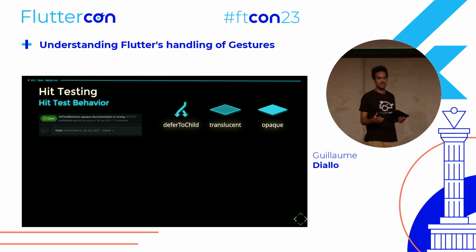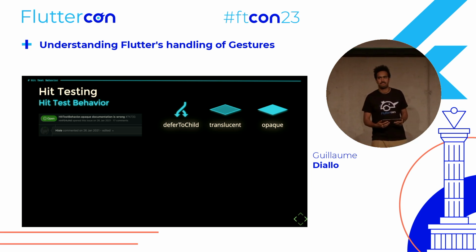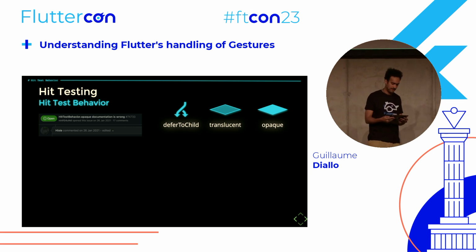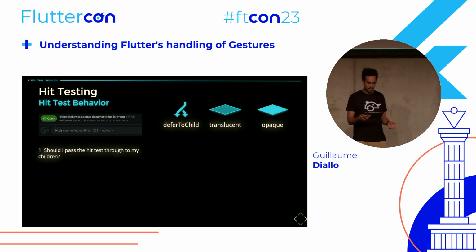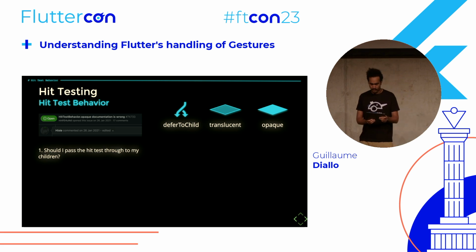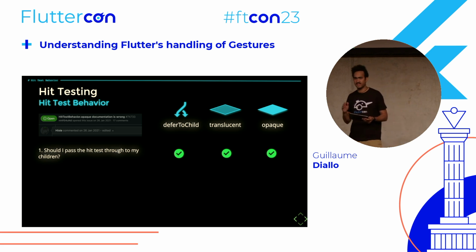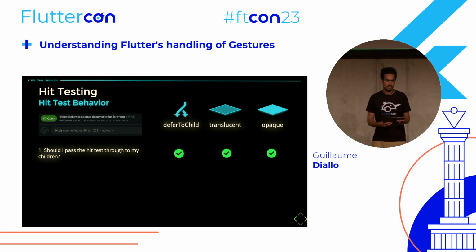And there is a very interesting answer from Hixie, from the Flutter team, that explains how you can use a set of 3 questions for each widget to understand how they behave regarding those hit tests. And those 3 questions are the following. Let me sum it up for you. The first one is, should I pass the hit test through to my children? And for any of those hit test behavior property, the answer is yes. Any widget will always pass through the hit test widget to their children, and so that's not the issue here.